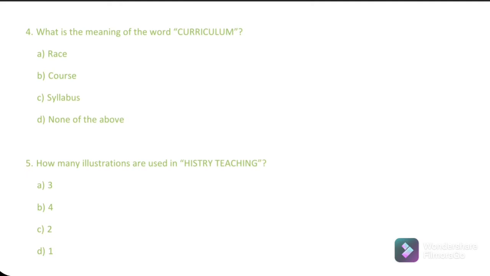Coming to question number 4, what is the meaning of the word curriculum? Option A, race. Option B, course. Option C, syllabus. And option D, none of the above. So the correct answer for this question will be option number D, none of the above. The meaning of the word curriculum is race course.